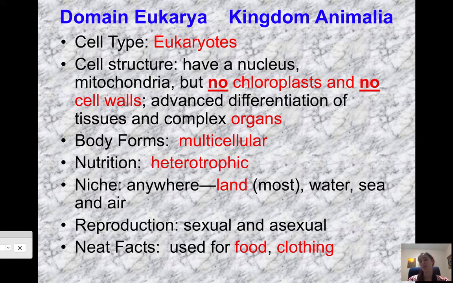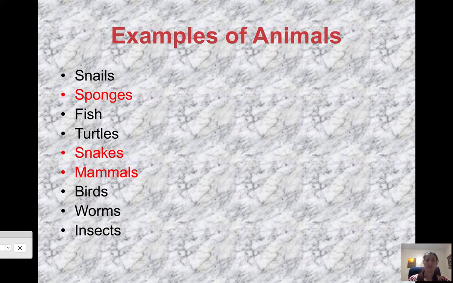Animalia itself can reproduce sexually and asexually. There's a couple of different ways. But, you know, we use a lot of Animalia for food, clothing, all sorts of things. So this kingdom is really important, not only because we're in it, but also because we use other animals that are in it. So here are some examples: snails, sponges, fish, turtles, snakes, mammals. So pretty much anything that is multicellular, heterotrophic, and is usually going to be a chordate, but sometimes you're going to have invertebrates, and also some annelids.